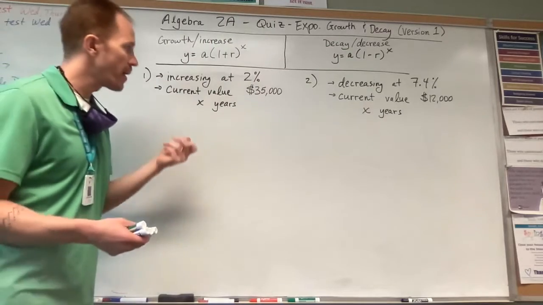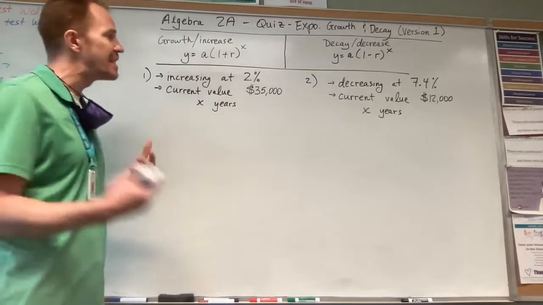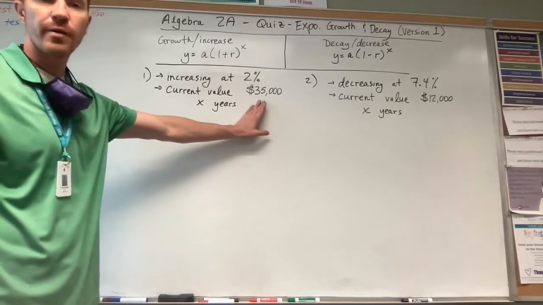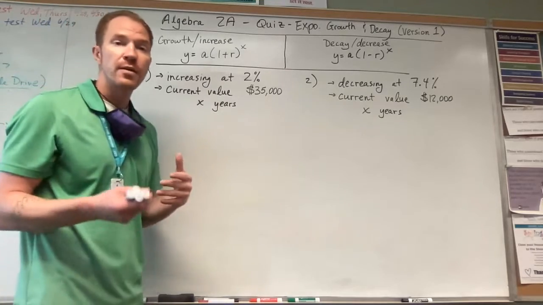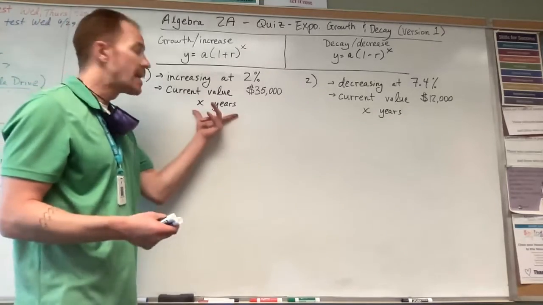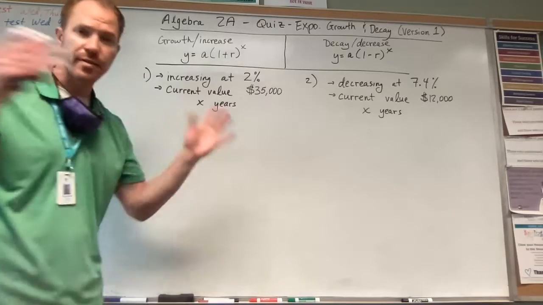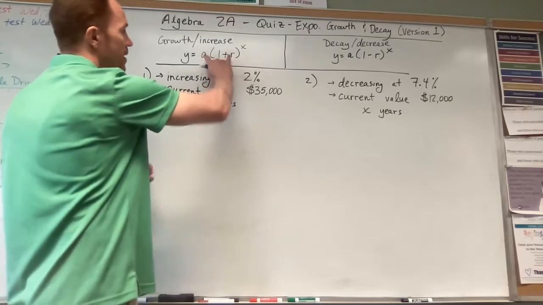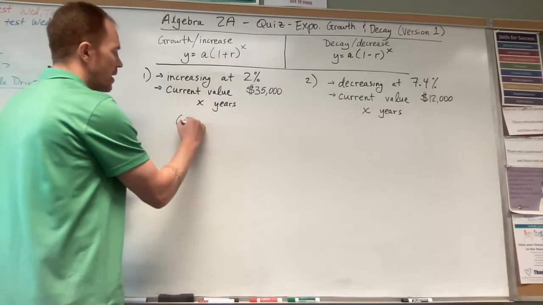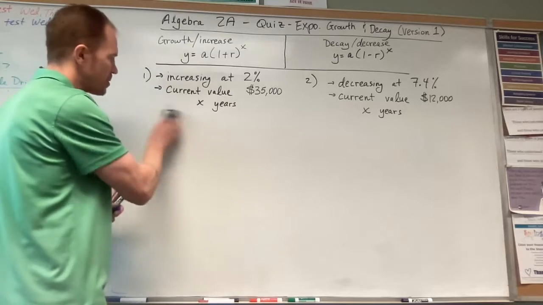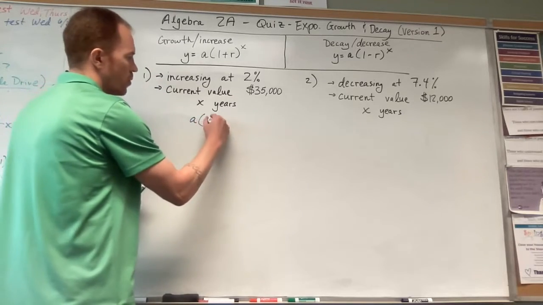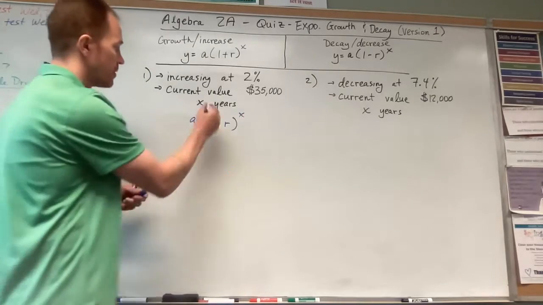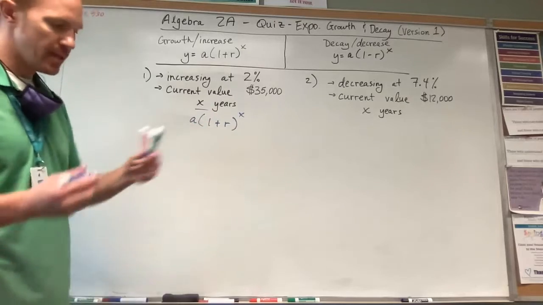So we have a situation where something is increasing at 2%, and the current value is $35,000. We're supposed to write an expression for the value of this in x years. So x could be potentially any number, but we basically need numbers for a and r. So I'm just going to write this out: a times 1 plus r to the power of x. x is going to stay as an x, okay? But we need a number for a, we need a number for r.